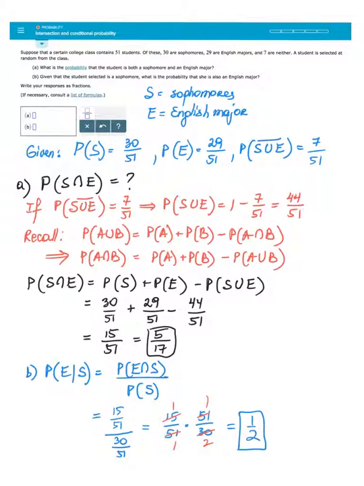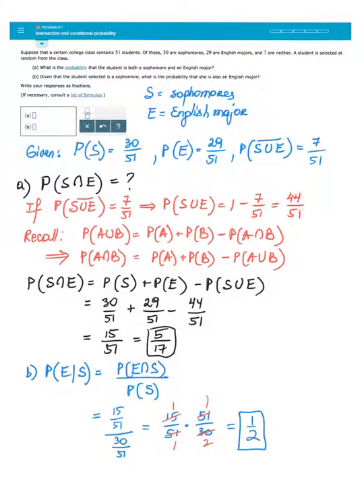The topic of this video is intersection and conditional probability. Suppose that a certain college class contains 51 students. Of these, 30 are sophomores, 29 are English majors, and 7 are neither. A student is selected at random from the class. Part A. What is the probability that the student is both a sophomore and an English major?